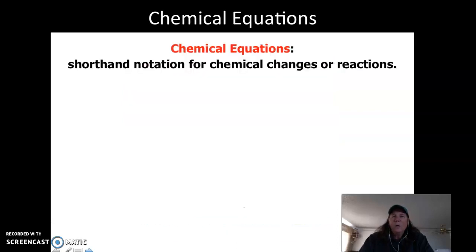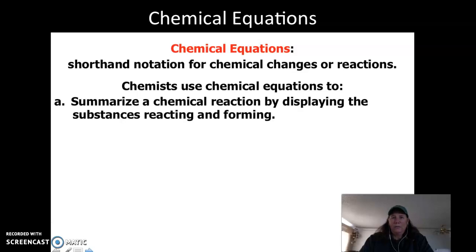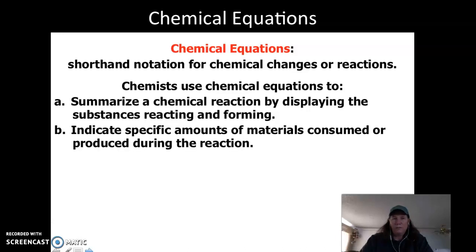Okay? So when we do an equation, we're representing a chemical reaction. And we do this to summarize what's happening. And when you do this, you have to tell everything that's happening. You can't leave stuff out, okay? Anything that's being reacted, anything that's being formed, you got to include it all, okay?